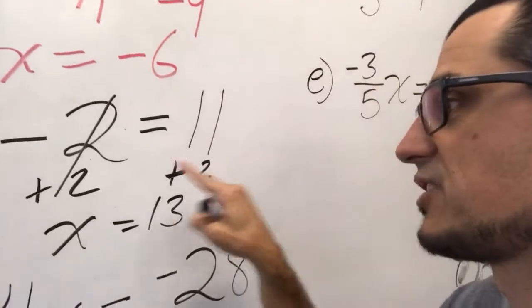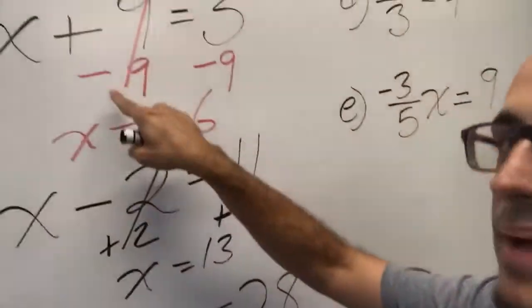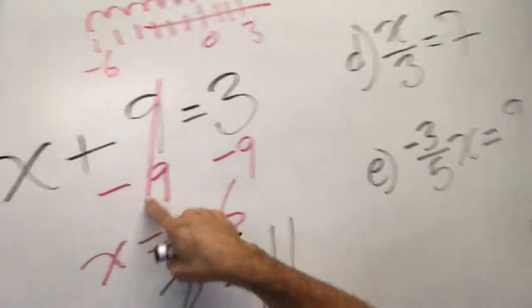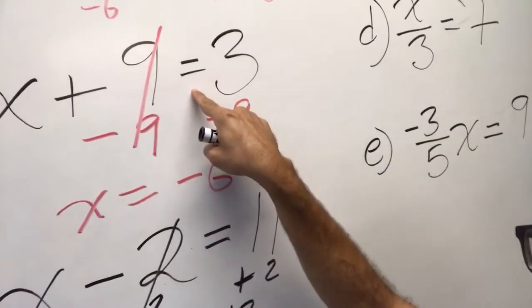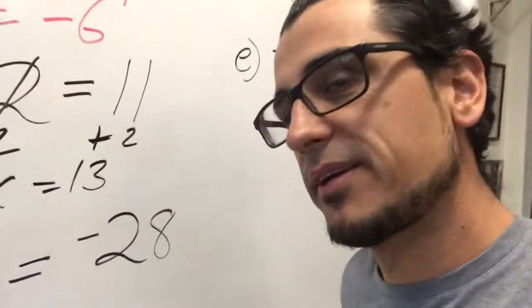We added the same thing to both sides of the equal sign. Back up here on letter A, we subtracted 9 on both sides of the equal sign. And in that case, that is the subtraction property of equality.